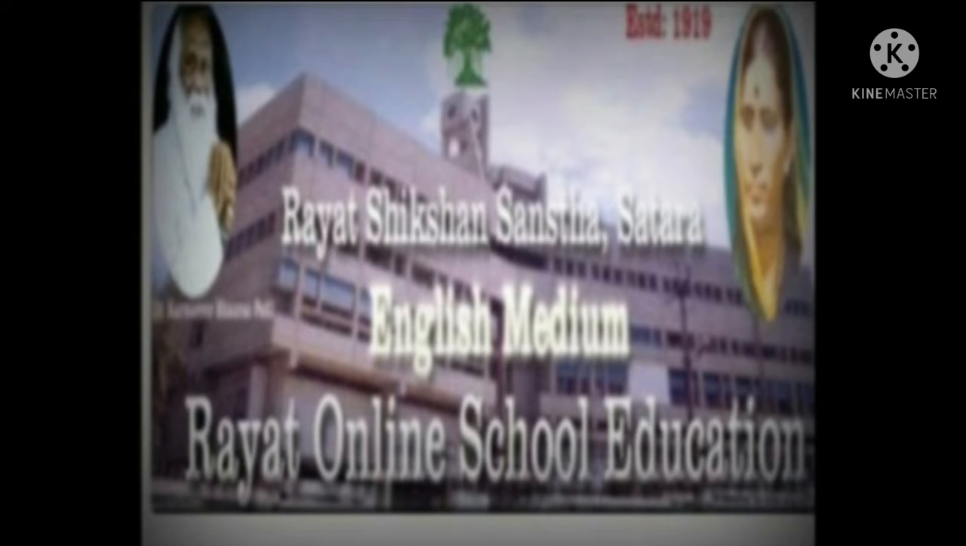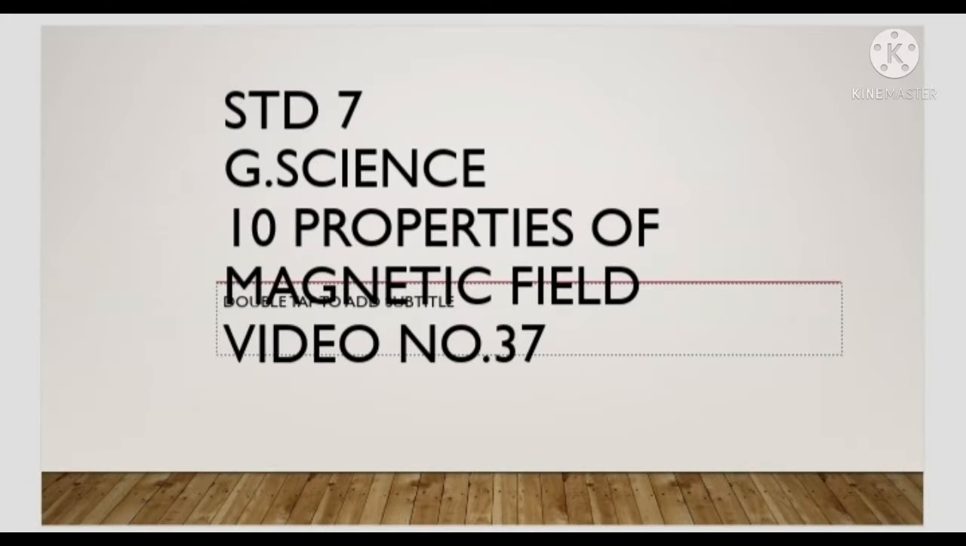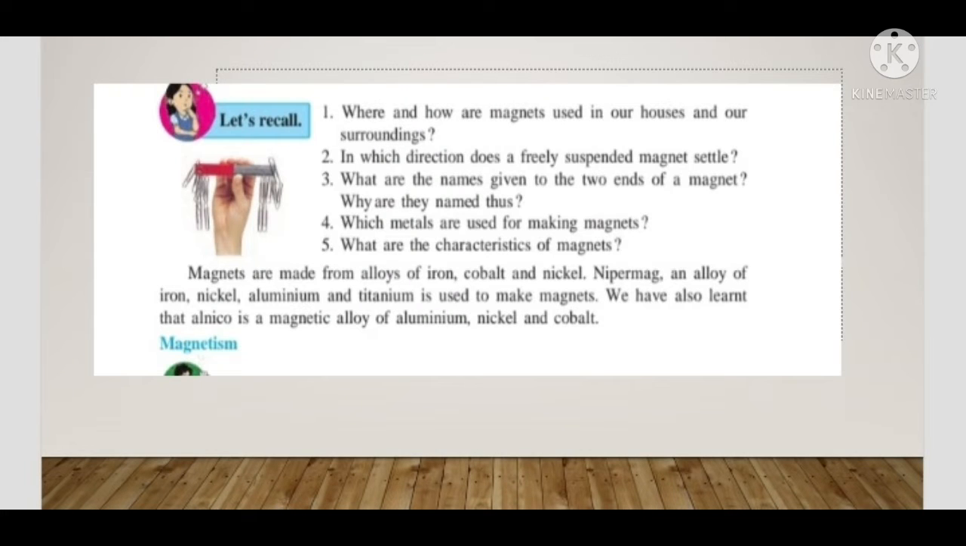Welcome to Rayat Shikshan Sanstha's Western Region, Standard 7, Subject General Science, Lesson number 19, Properties of Magnetic Field, and video number 37. In this video, we have to discuss what is meant by magnetism, two activities, the earth is a gigantic magnet, magnetic needle, the properties of magnetic line of force, penetrating ability of magnetic field, and metal detector.